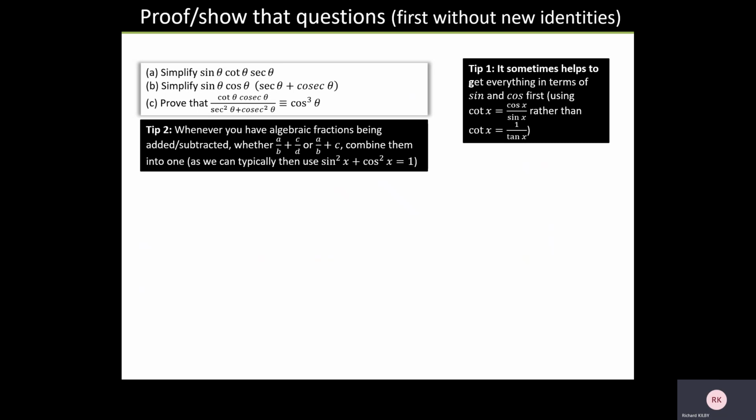And I think with cot, get in the habit of, rather than exclusively thinking of it as 1 over tan, seeing it as cos over sine as well as 1 over tan. I think that's useful to have. Yeah, because it's tan flipped, it's cos over sine. Having both of those in your head, seeing it as both things, I think is quite helpful.